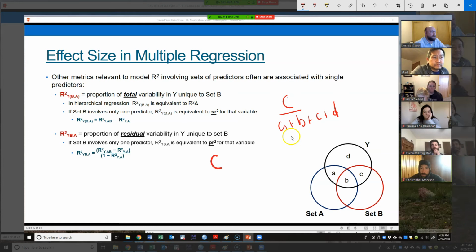All right, but with our residual or our partial coefficient here, this is just going to be region C over C plus D here. Okay.